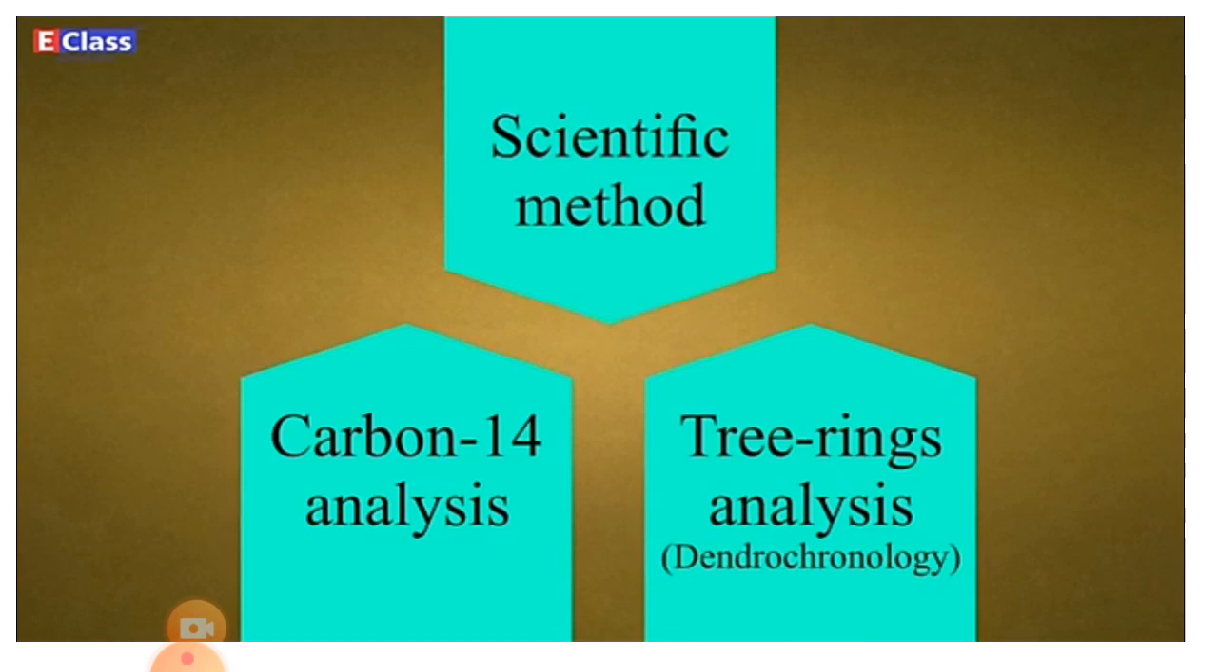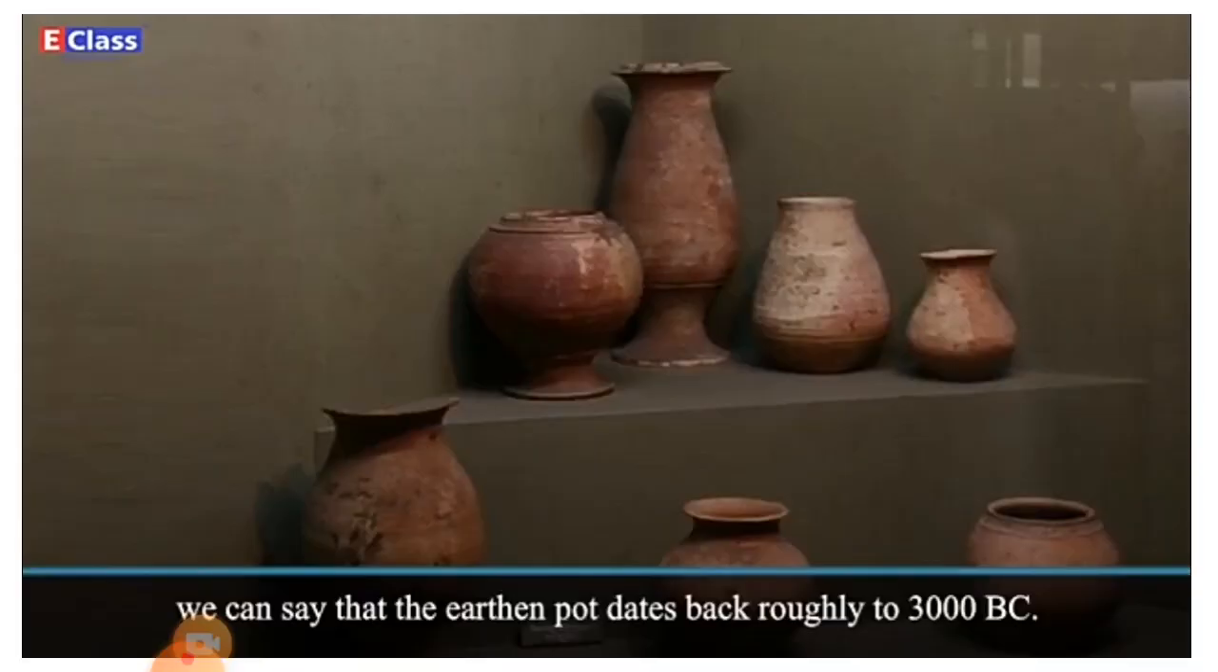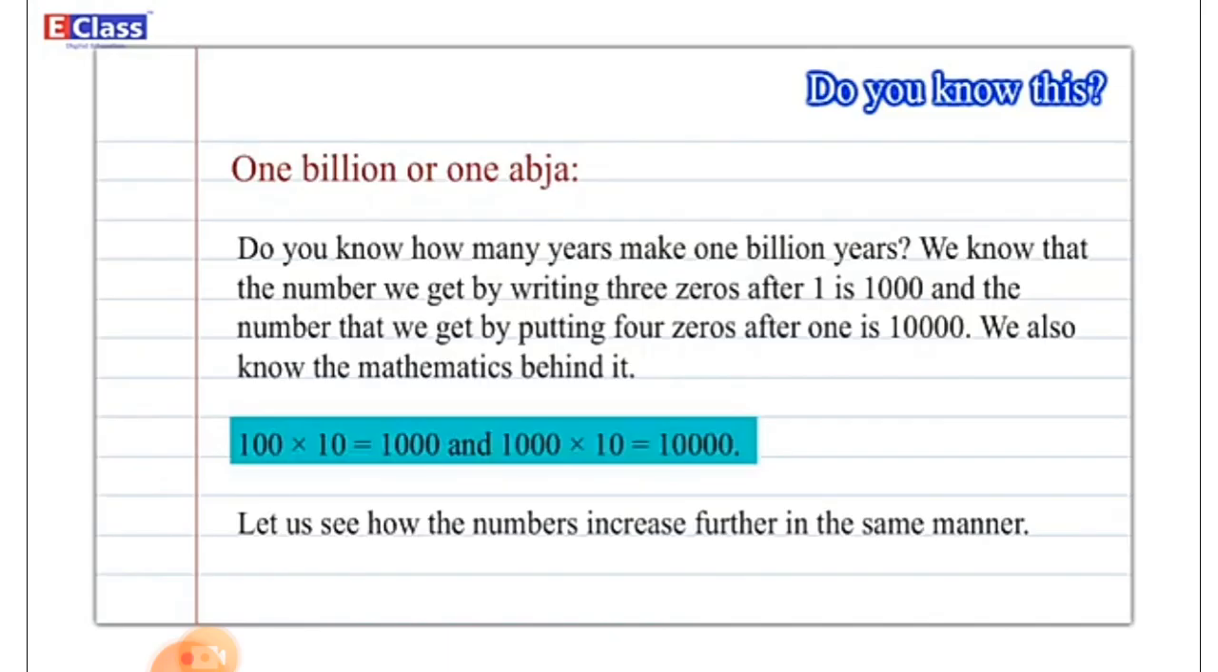Here, with the help of scientific method, we can determine the period approximately. For example, if an earthen pot is estimated to be 5,000 years old, with the help of dating techniques, we can say that the earthen pot dates back roughly to 3000 BC. Then we conclude that the period of the culture to which the pot belongs must be around 3000 BC.